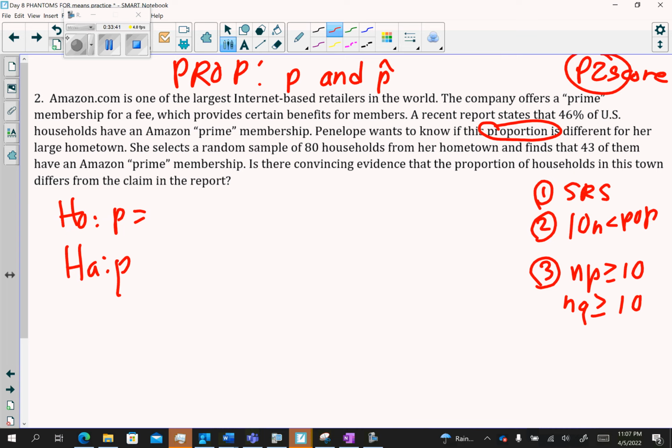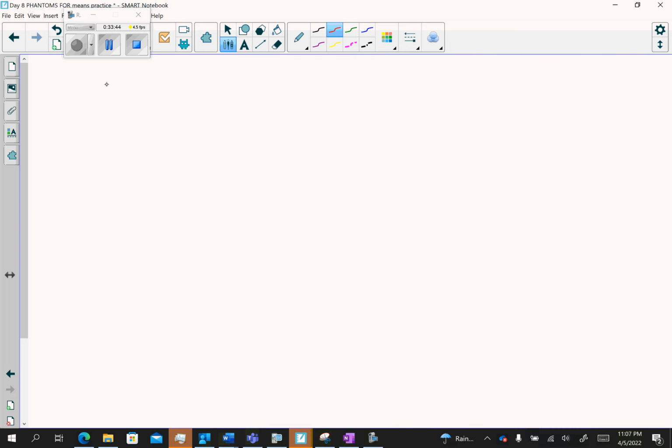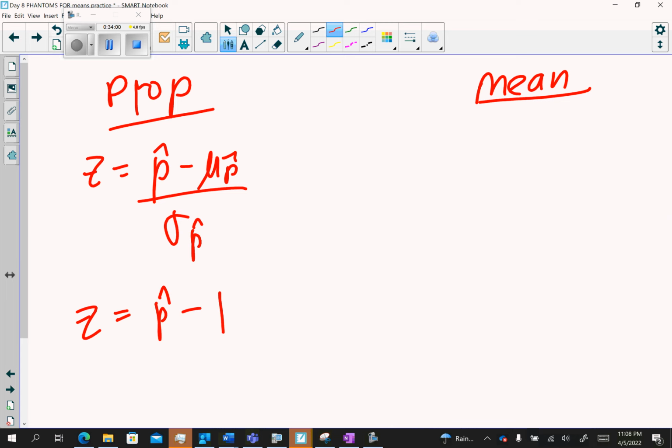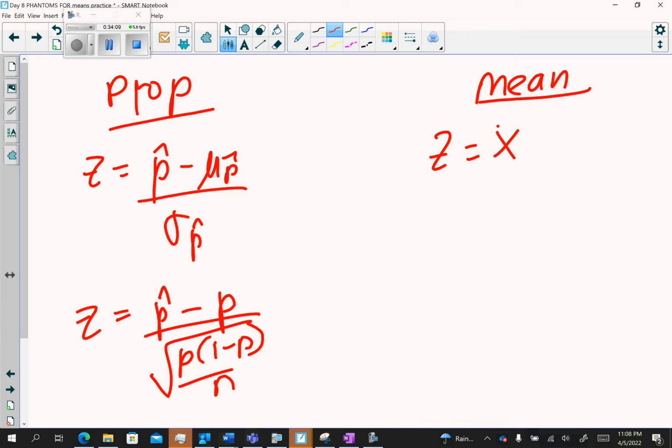So remember, the beauty in doing this, if you get really good at this stuff, is you're going to get to the point where you realize that proportions and means is really just a matter of symbols. The z-score for proportions is p hat minus mu p hat over sigma p hat, which winds up being statistic minus parameter p over the formula square root of p times 1 minus p over n. For means, it's x bar minus mu x bar over sigma x bar. Same pattern, but just notice that it actually should be a t-score if you don't have sigma.